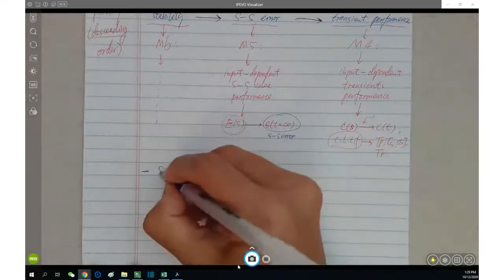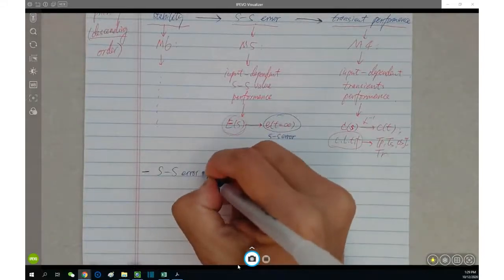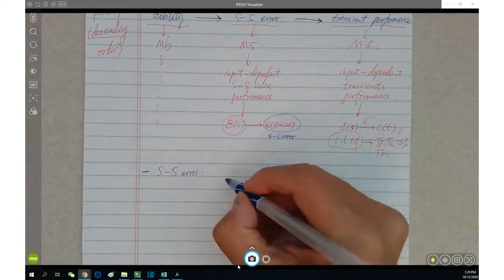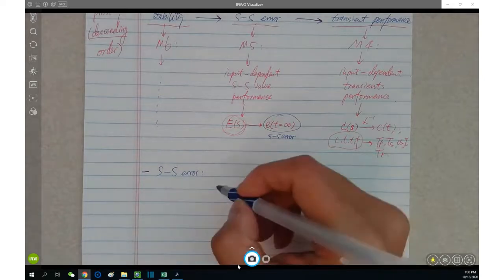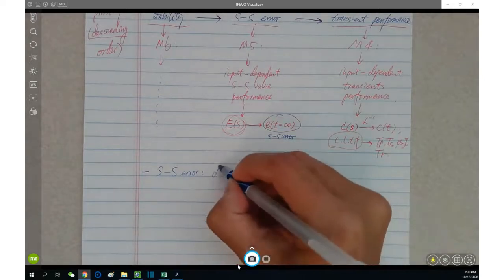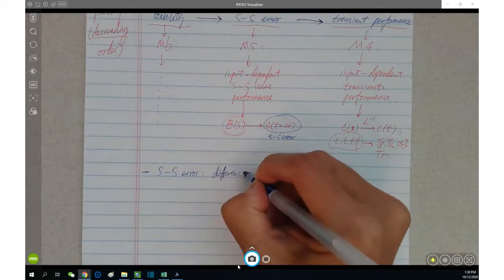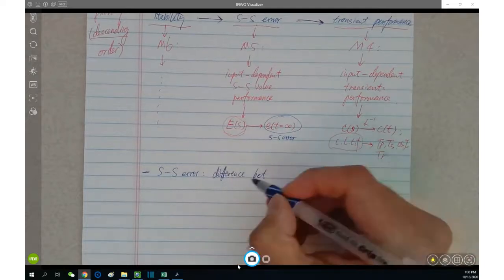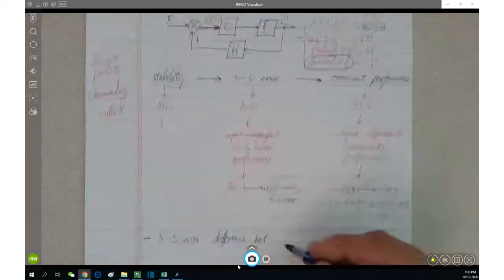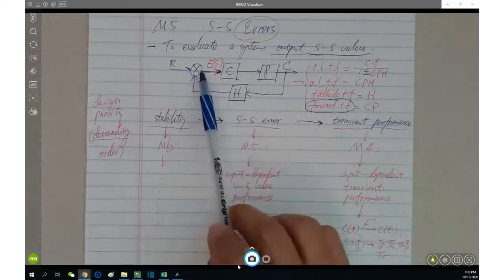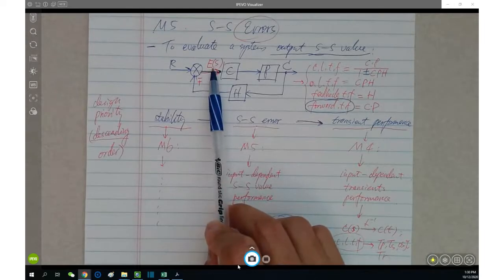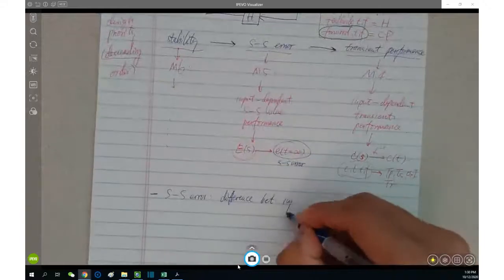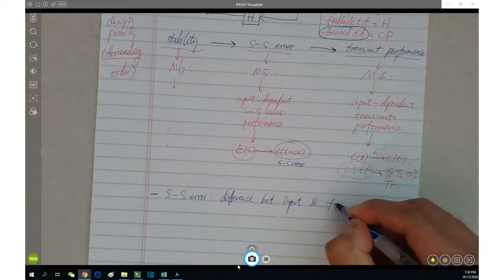First, what is steady state error? By its definition, the description is as simple as this: just the difference between what? This is very easy to see, right? So this error signal is the difference between whom? Input and whom? Feedback.